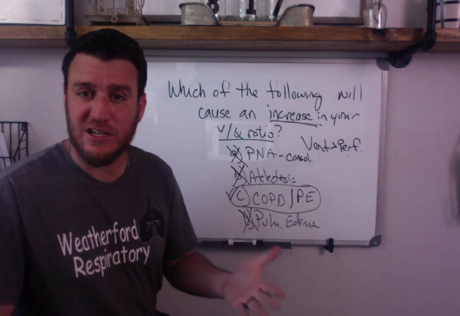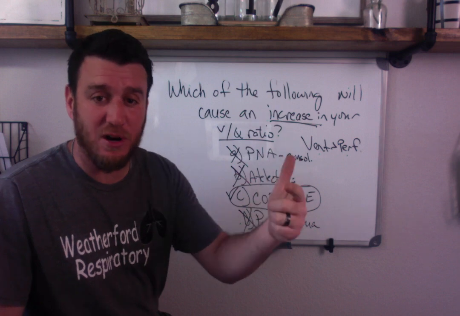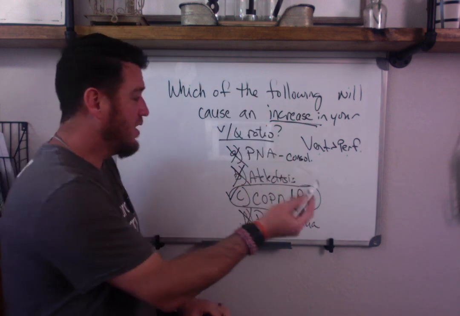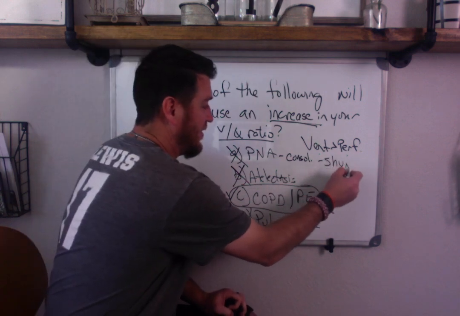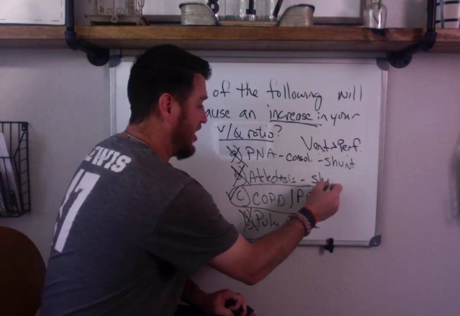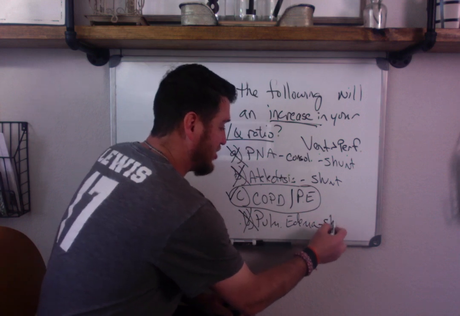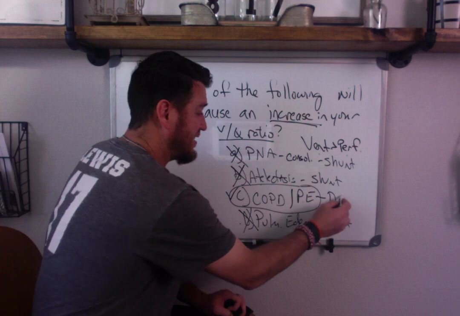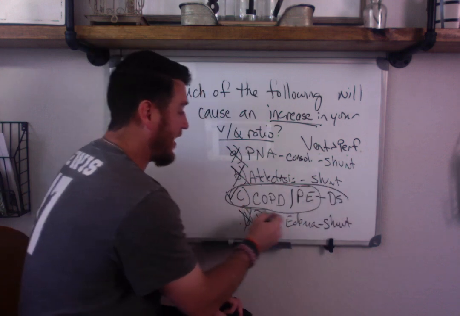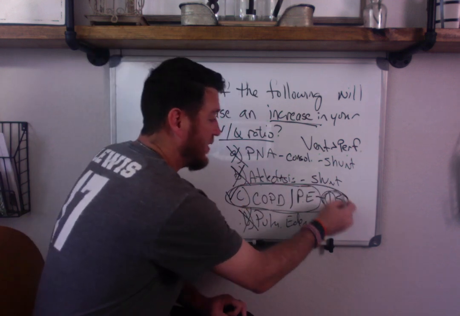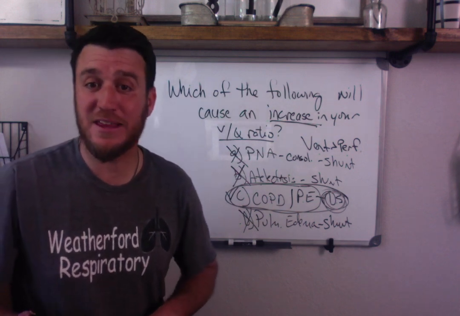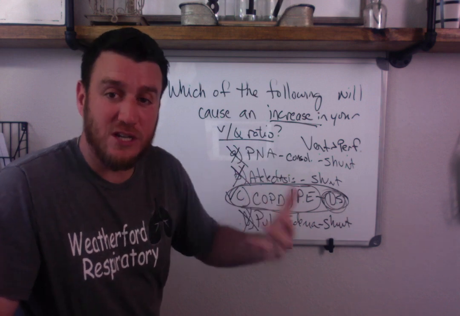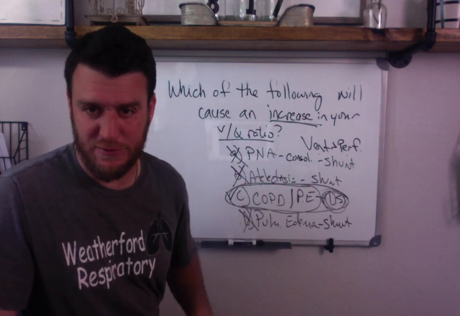And a lot of times you can look at this. If you think of atelectasis, pneumonia, and pulmonary edema, if they're all shunts, if you go, well, I don't know, but I know this is a shunt, and I know this is a shunt, and I know this is a shunt, and I know pulmonary embolism COPD is dead space, then whatever they're asking you, it has to be this one. It has to be the oddball. Because the rest of these three would cause a decrease in your VQ ratio.